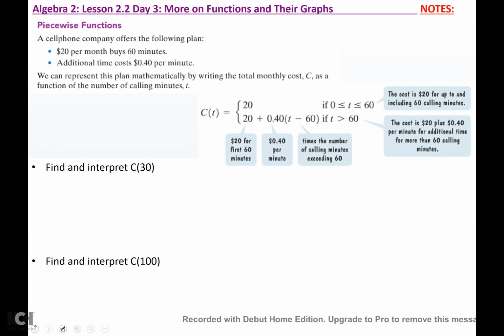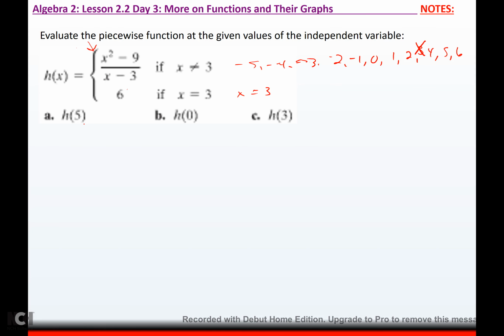Alright, so this one says find h of 5. Well, 5 is not 3, so I use the top one. So h of 5 equals 5 squared minus 9 over 5 minus 3. You've got 25 minus 9, which is 16, over 2, which is 8.